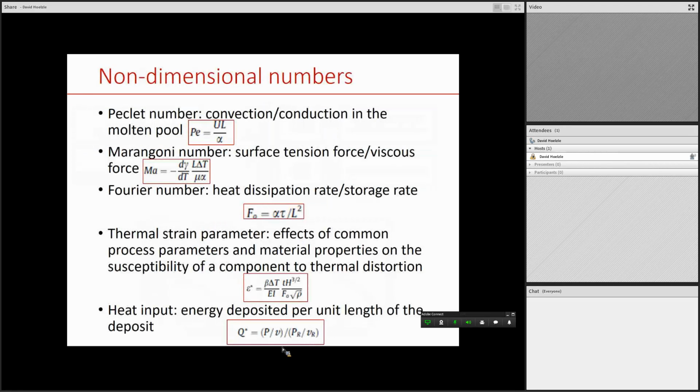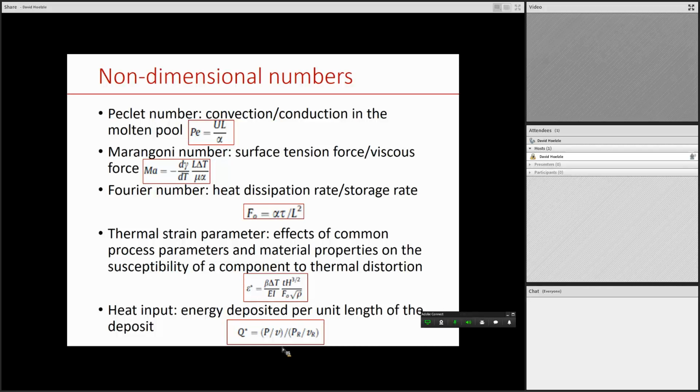Then these are the non-dimensional numbers. I think the Peclet number and Marangoni number we have already learned from class. And the Fourier number is pretty straightforward. But the thermal strength parameter is the one I didn't get.